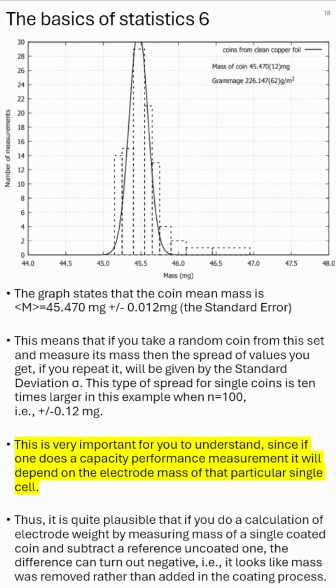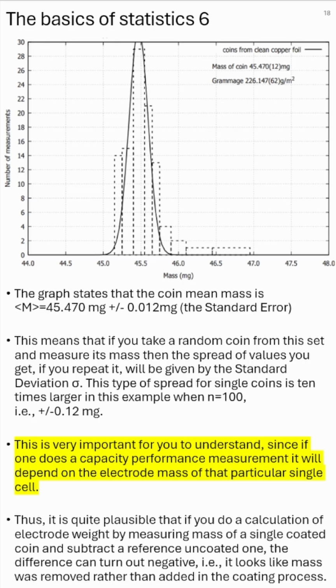The basics of statistics 6. So here we have the same histogram with the uncoated copper coins with that narrow distribution. Mean value was 45.470 milligrams. Standard error still 0.012 milligram, right? So what this means is that if you take a random coin from this set and then you measure its mass, then the spread of values you get, if you repeat it, you take another coin, and you look at that table you create, how much does the number fluctuate, the spread.